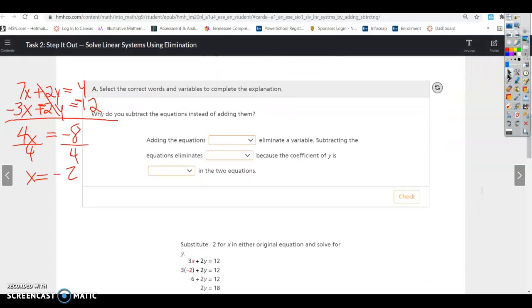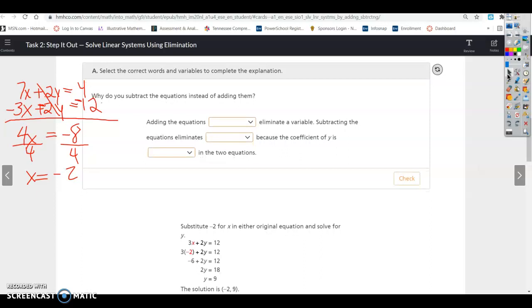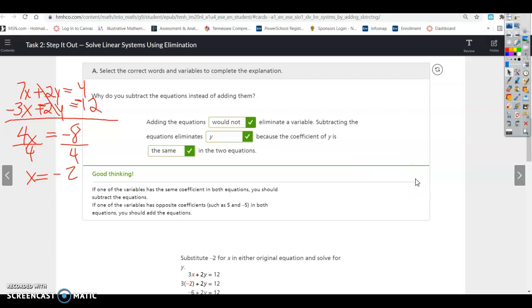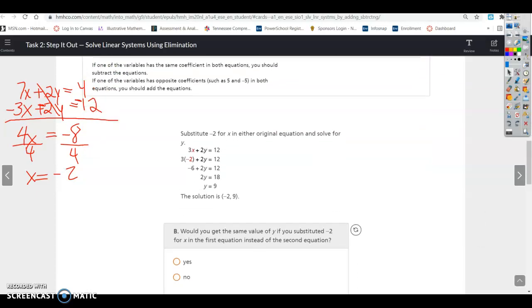All right, select the correct words and variables to complete the explanation. Why do you subtract the equations instead of adding? Okay, remember if we added, we would not have eliminated a variable. Adding the equations would not eliminate a variable. Subtracting the equations eliminates y because the coefficients of y are the same. They were not opposites, they were the same. They were both 2y when we looked at them. They were opposite once I added the negative.